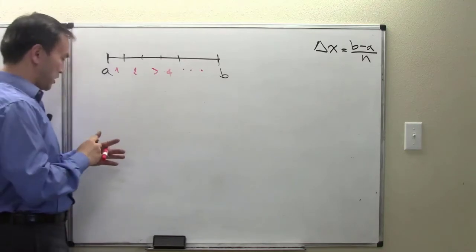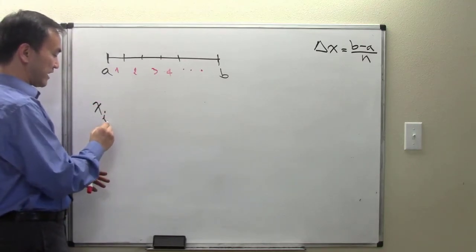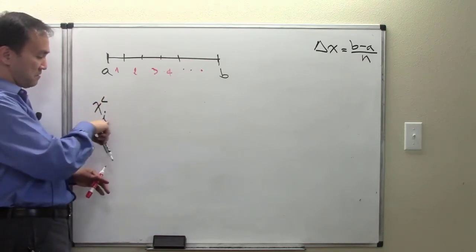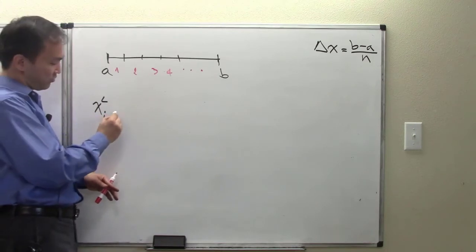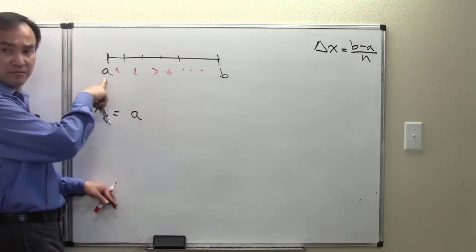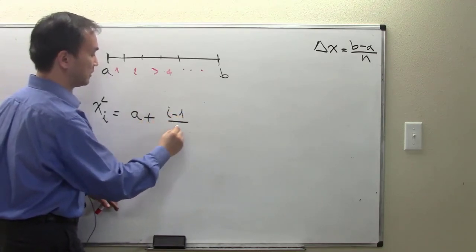And so the generality that we found earlier is that the left endpoint at any ith interval is going to be from where our a value is, the beginning of the interval. We're going to add to it i minus 1 over n.